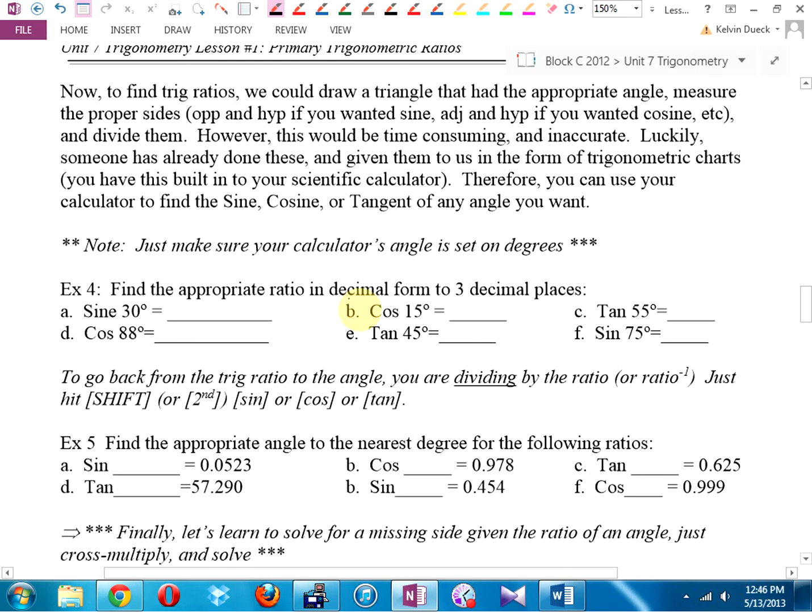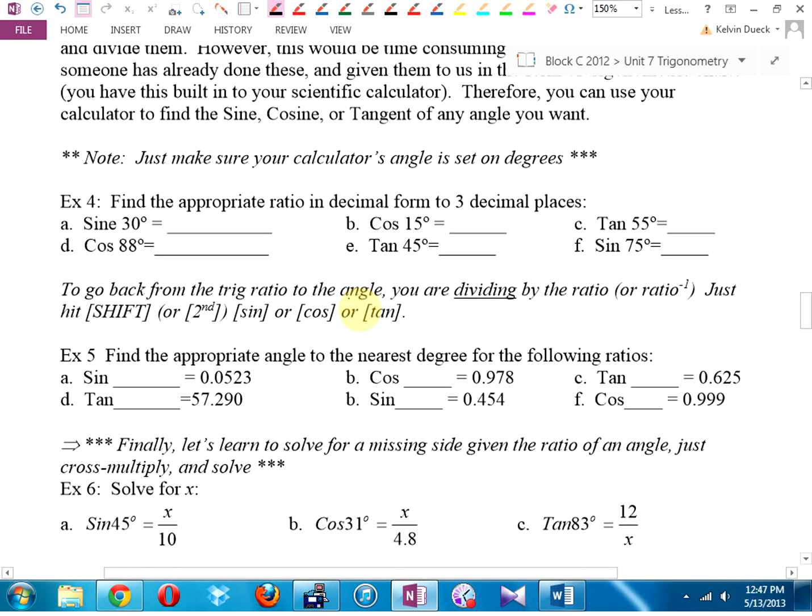If we wanted to find trig ratios, one way would be to draw a triangle that had the appropriate angle, measure the proper sides, measure the opposite and the hypotenuse, and then divide and get an answer if you wanted the sine, etc. That's time consuming. We used to use charts. In fact, when I was in high school, all my exams still had a trig chart attached because not everybody had a scientific calculator. Yes, I'm that old. But you folks all have calculators with sine, cosine, and tangent buttons, and you have no idea how thankful you should be. However, it is possible that your calculator might be in the wrong mode.